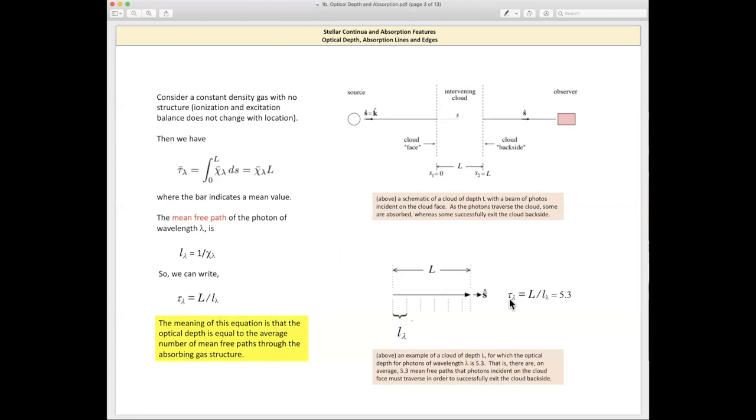And so that's what this diagram is showing here. You could think of some cloud of length L. And if the mean free path is this L sub lambda, then you would say I got 1, 2, 3, 4, 5, and a third-ish mean free paths in order to get across this distance L. And so my optical depth is 5.3. Now that's a really important intuitive thing to really understand. So when you hear that the optical depth of this photon is 5, then you know that the path length it had to get through the cloud is 5 mean free paths. I think that's a really good intuitive thing to understand about radiative transfer.